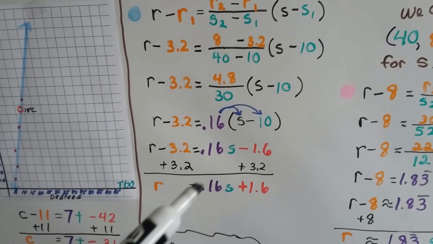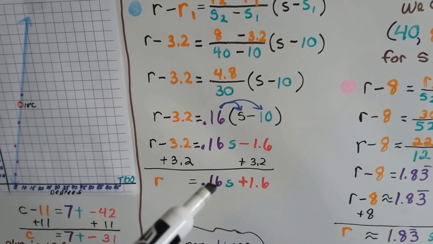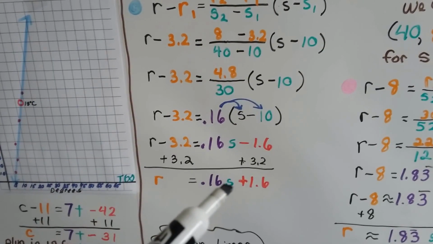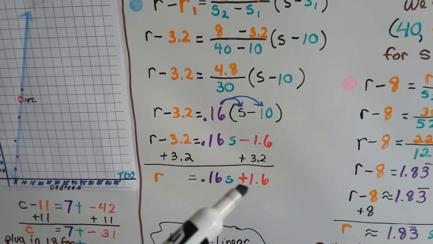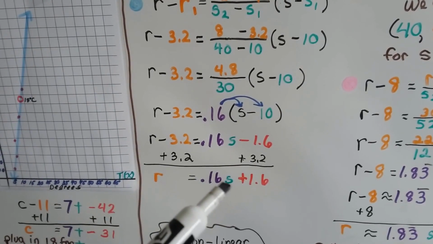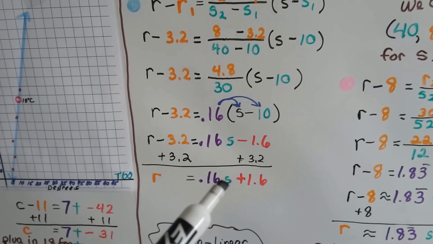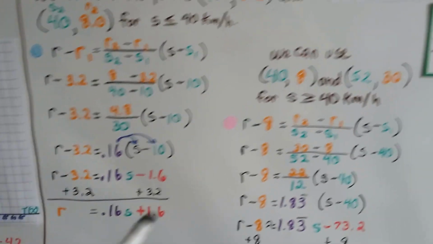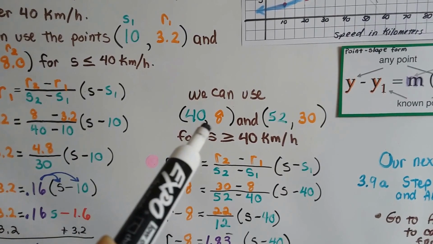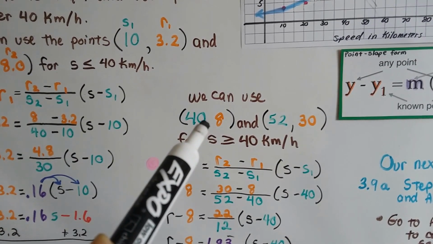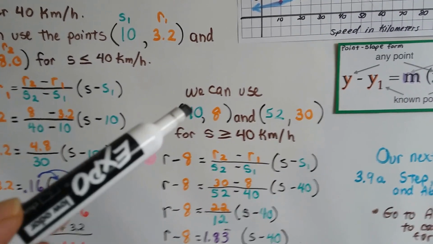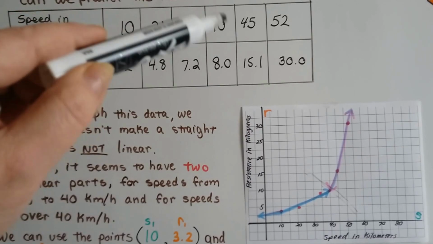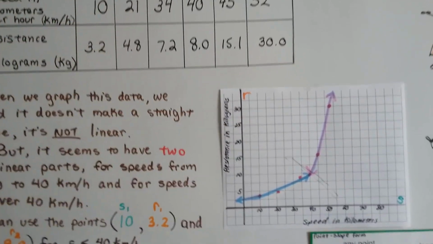So any speed that's 40 kilometers per hour or less, we can plug in for S. So this is only for the 40 kilometers per hour or less, I'm sorry. So this is the speed that's under 40, okay? So in order to do the over 40, we picked some over 40 kilometers per hour speeds, okay? So I picked 40 and 8 and 52 and 30, all right? So I picked this pair and this pair, all right?